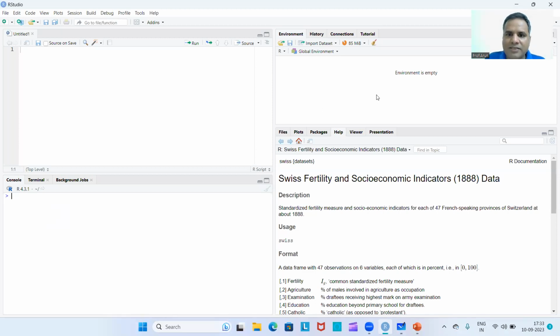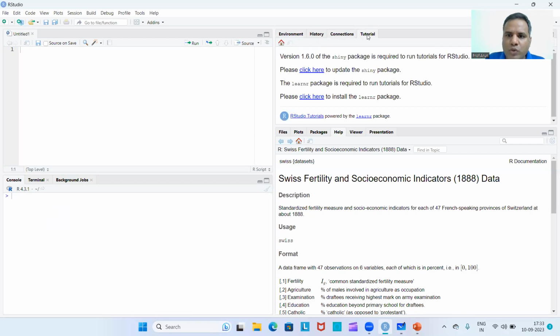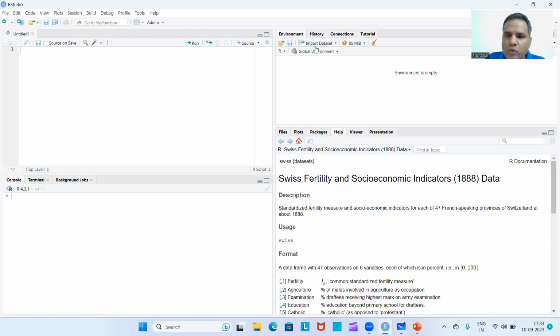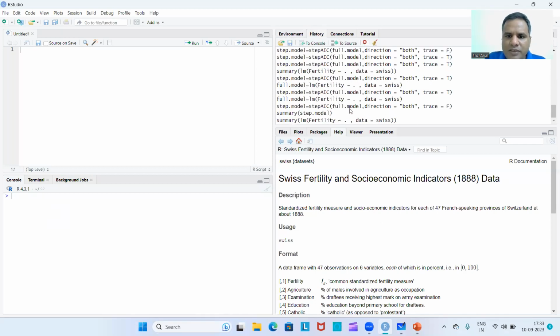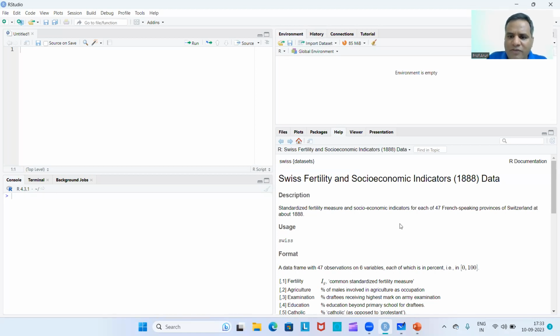The third section that you can see is the environment section. I call it the environment section, but there are many tabs: environment, history, connections, tutorials. Here you can import and here you can clean. Even history is here; whatever we did yesterday is being stored here. So this is the environment window.